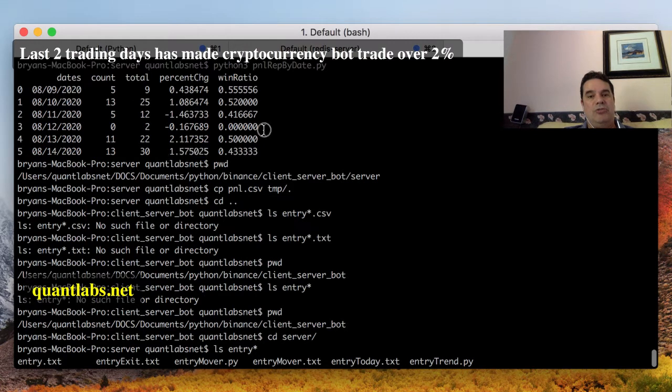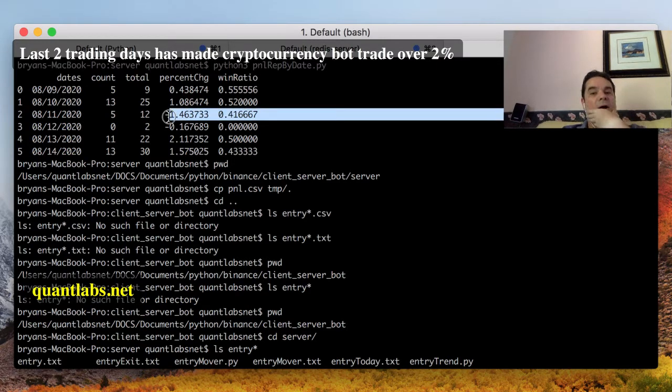Or the situation results in this where you only get two trades and nothing really happens. And same here as well. So I had to make that fix.